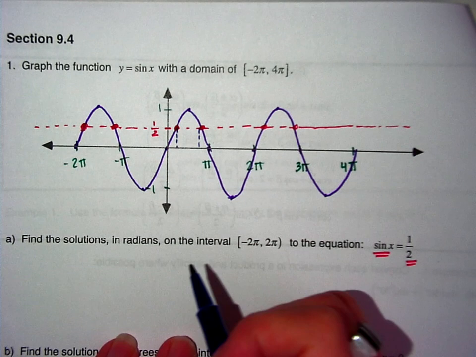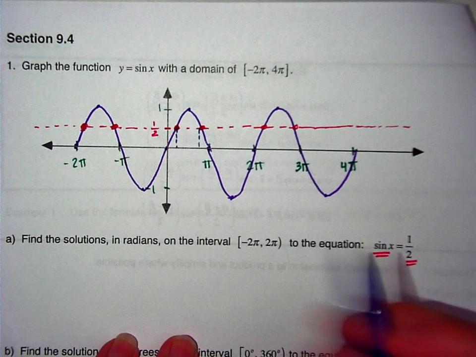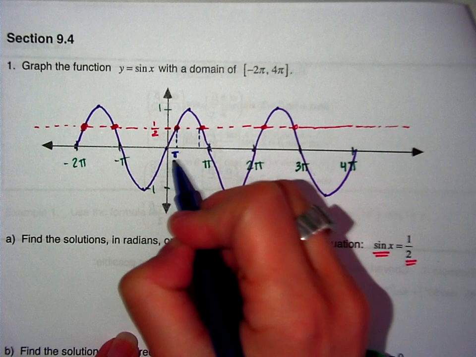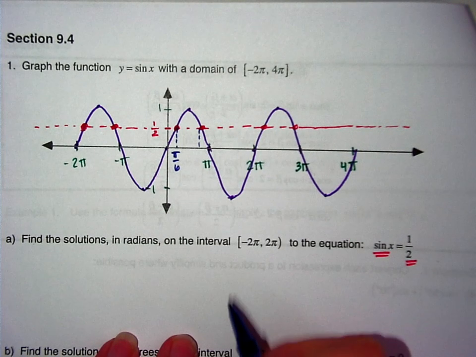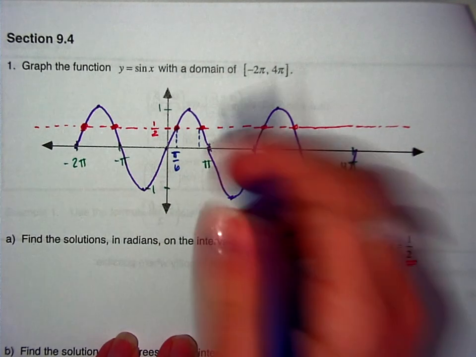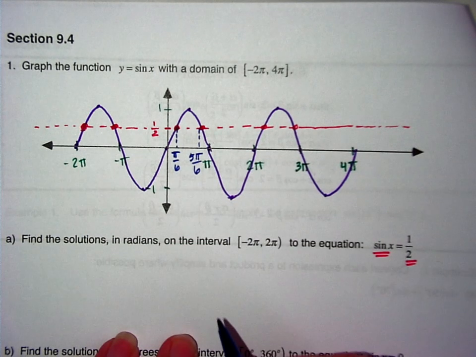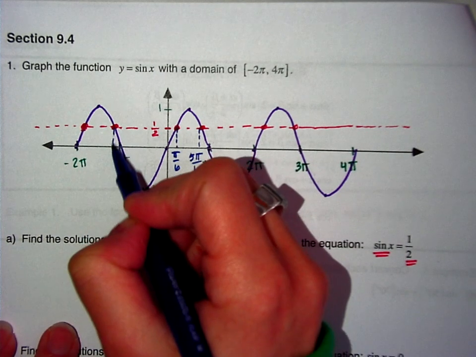Well, we should know, right? Again, using our knowledge of unit circles, we know that that first one is at pi over 6, 30 degrees. And then the next one would be at 5 pi over 6. Okay, so how about over here? What are those 2 points?